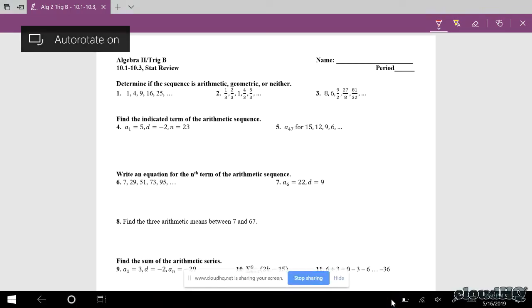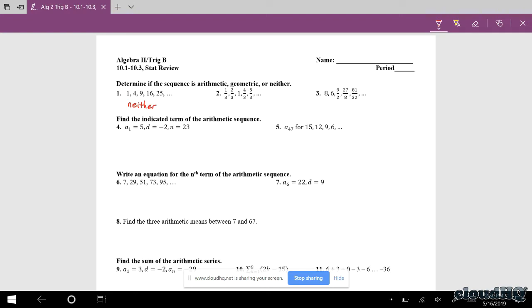All right, first three, determine arithmetic, geometric, or neither. So on the first one, it looks like they're all perfect squares. Really, if I look at what I'm adding, I added 3, and then I added 5, I added 7, I added 9. There's a pattern, but it is not a constant, and we are not multiplying by the same thing over and over again. So it must be neither arithmetic nor geometric.